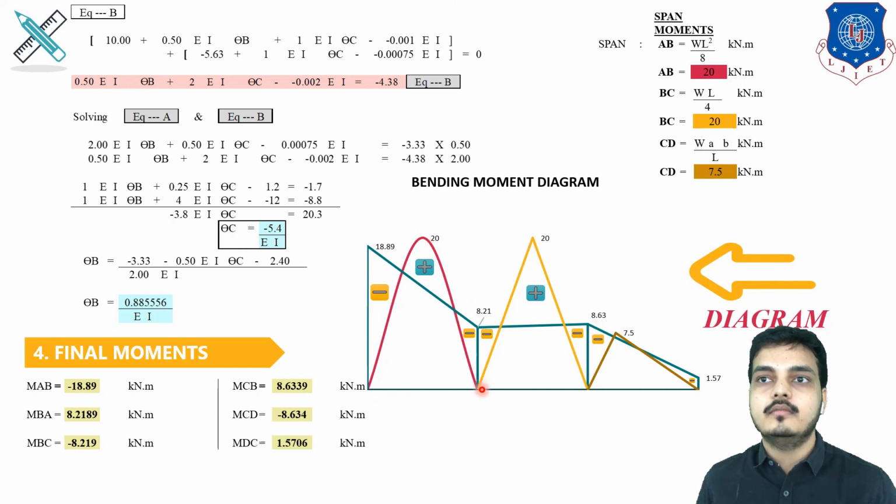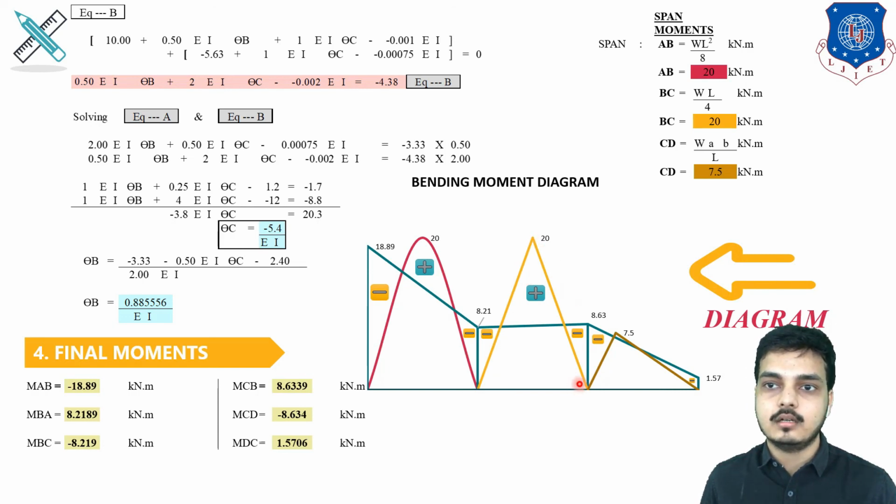For the center span moment, we have a formula for AB, which is a UDL, so WL square by 8, which will be getting 20. So it will be a curve. Why a curve? Because for a UDL we have to keep it as a curve, and for a concentrated load or a central point load, we have to keep it where the maximum load occurs. Meaning wherever the load is, there the point of maximum bending moment will occur. So for a central point load, the formula is WL by 4, and for an eccentric point load, the formula is WAB by L. So this is our bending moment diagram.